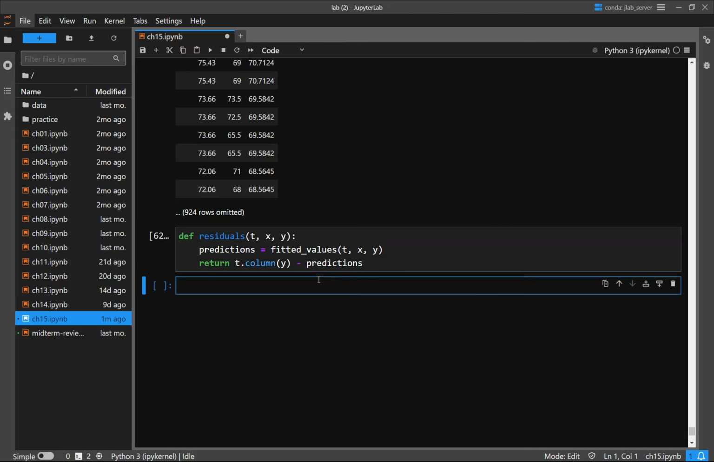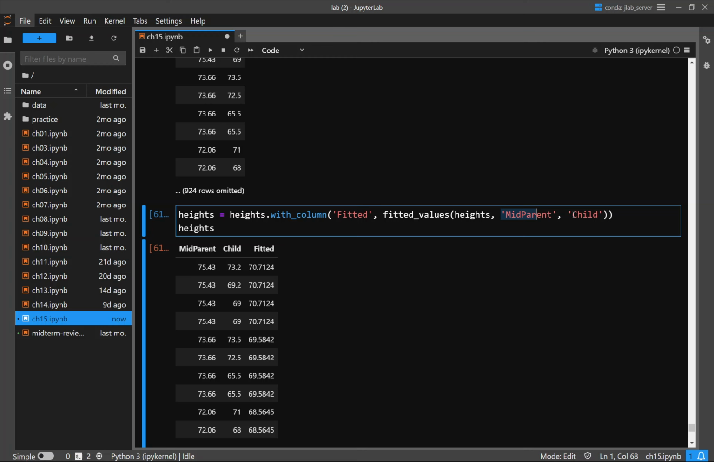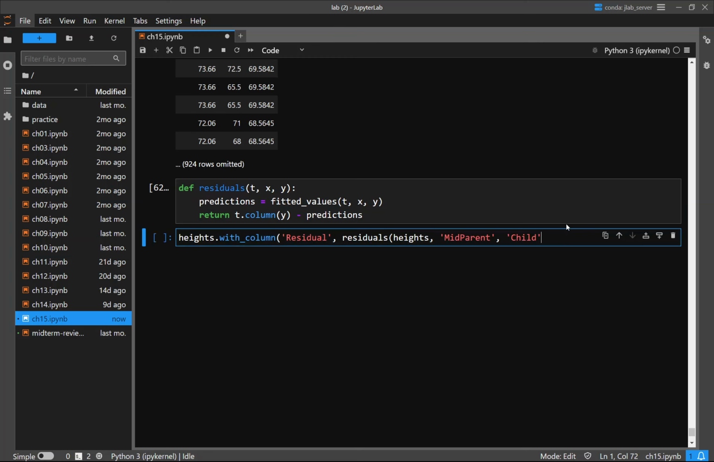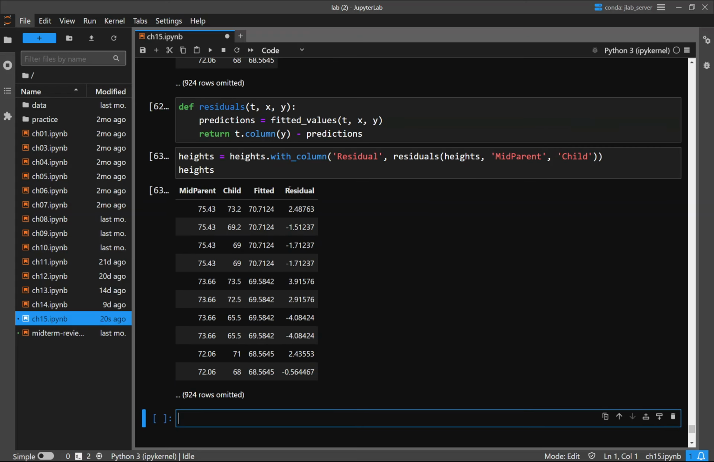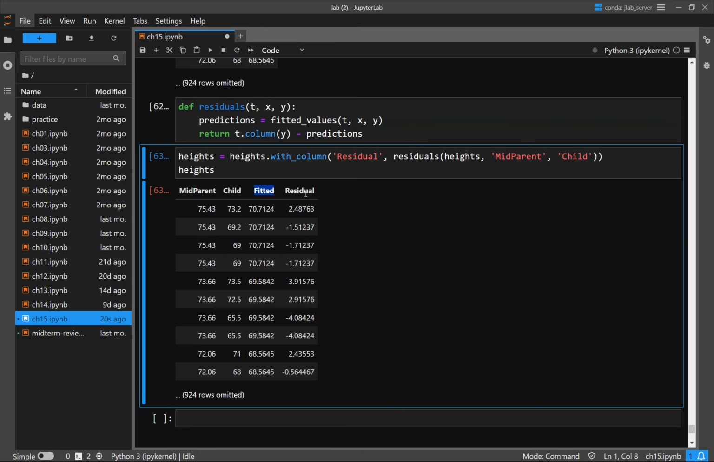And so now we can say heights with one more column, called residual. We can put into there the residuals of the table called heights, where we're using mid-parent to predict the child. I can copy and paste that because that's a lot to type. And so that's my new table. I'll just put that back into heights. And so in addition to the fitted values, now I have the residual values. This was the prediction, this is the error. They're just synonyms now. So this is how far off it was.